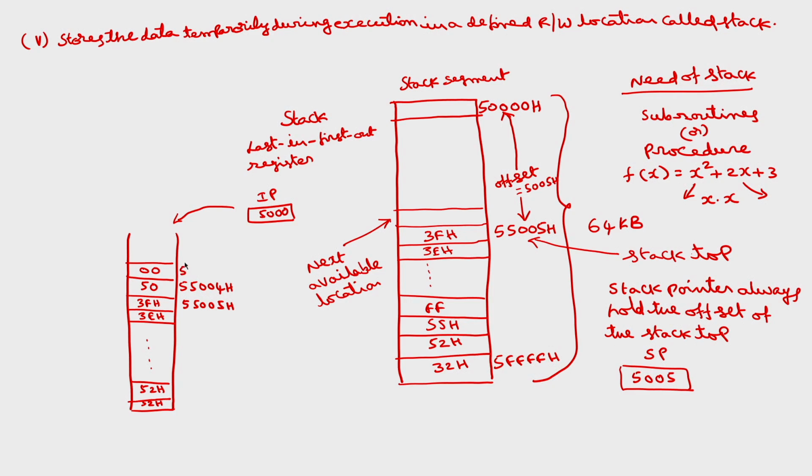Then the stack pointer contents will be 55003H. Up to here the stack is full. So, before the instruction pointer contents are pushed into the stack, the SP is 55005H, whereas after the instruction pointer contents have been pushed, SP becomes 55003H. So, the SP contents will be decreased by 2, SP becomes SP minus 2.